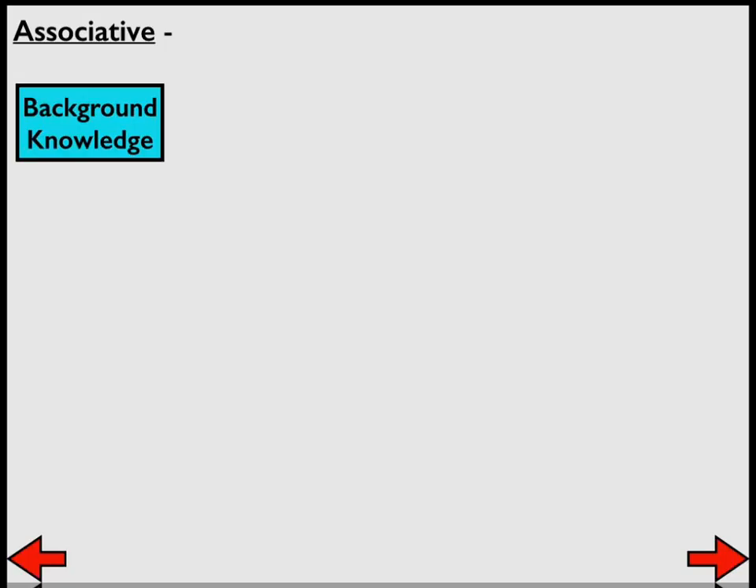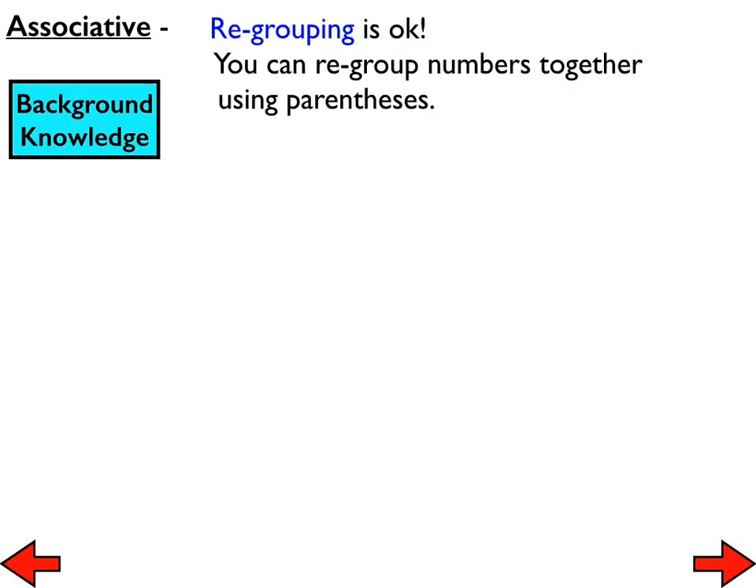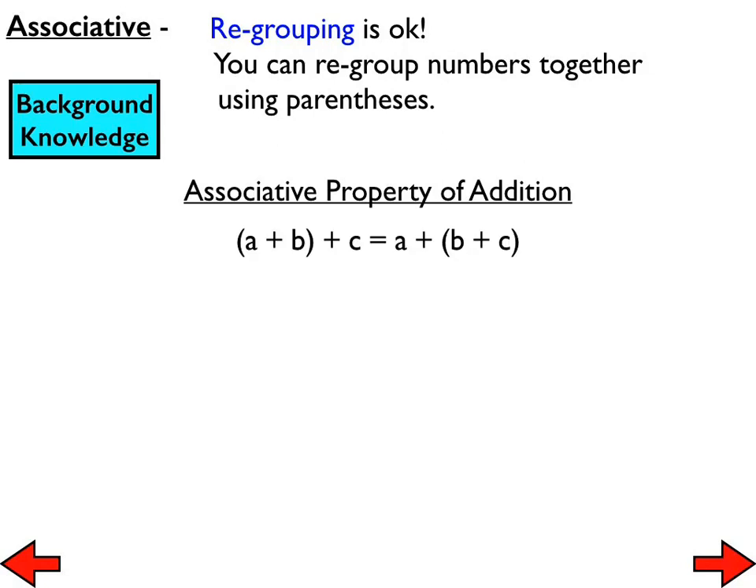Another property you talked about in 6th grade that we haven't talked about yet is the associative property. And the associative property is where regrouping is okay. In other words, you can regroup numbers together using parentheses. Associative property, like the commutative property, works for addition and multiplication. And it's a little less clear for most of you with letters, but if I use numbers, it should be clear to you that the left side is equivalent to the right side.